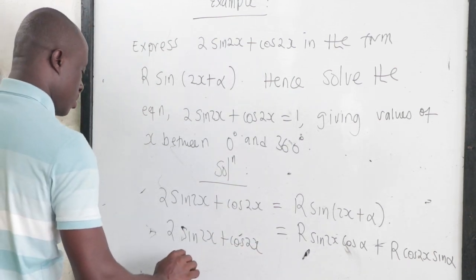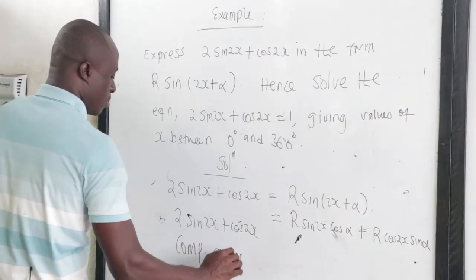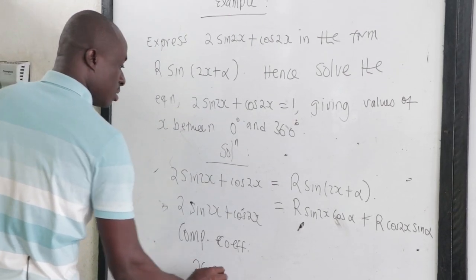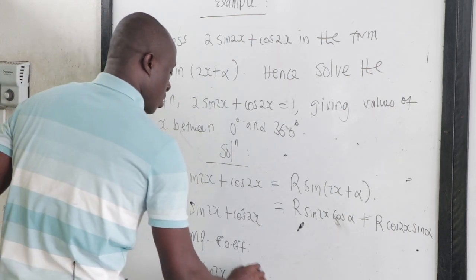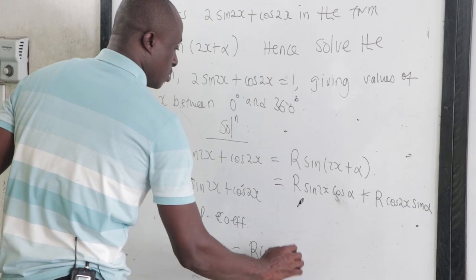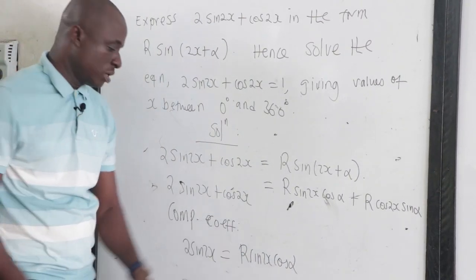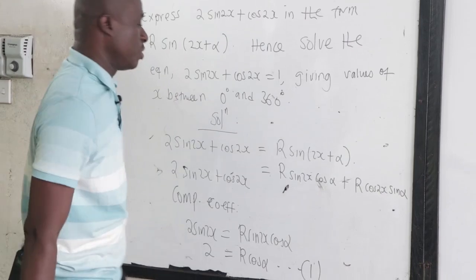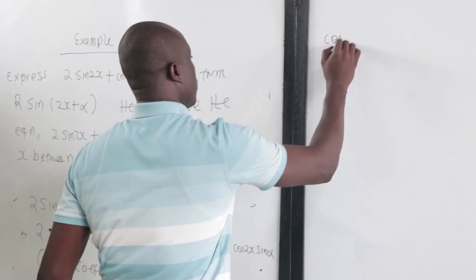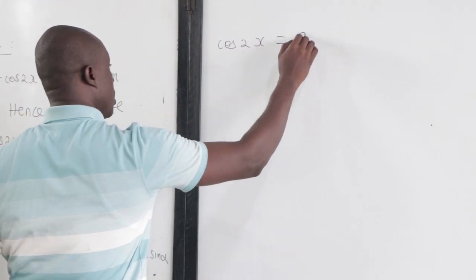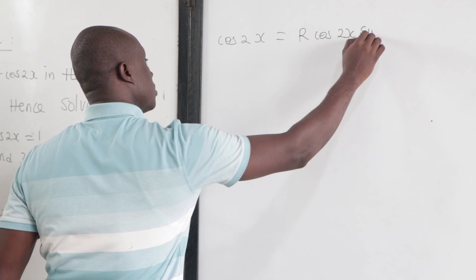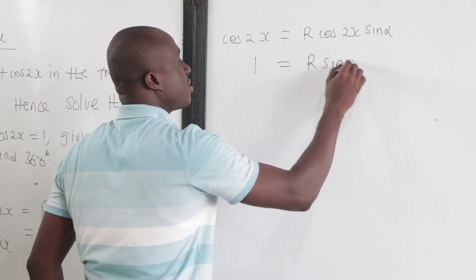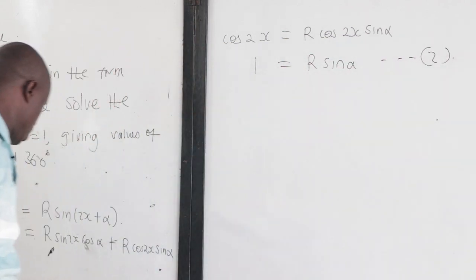Now comparing coefficients, what do we have? We have sin 2x over here equal to r sin 2x cos alpha. Sin 2x will cancel, so we have 2 equal to r cos alpha. Let's call this equation 1. And then the second one: cos 2x equal to r cos 2x sin alpha. Now cos 2x will cancel cos 2x. So what do you have? 1 equal to r sin alpha. This is equation 2.